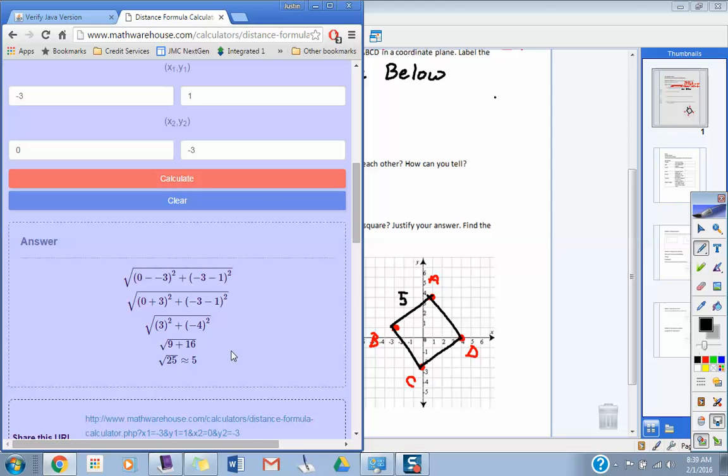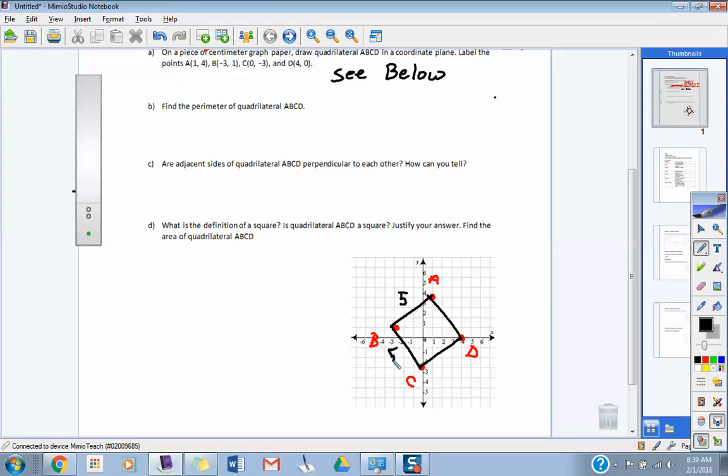5. Okay. Who would do the distance from C to D for me? It's 5. How about this distance? It's 5. They're all 5. That's the worst looking 5 I ever wrote. So by our definition of a square, are all sides the same so far? Yeah, so far so good, right? 4-sided figure, all sides are the same.